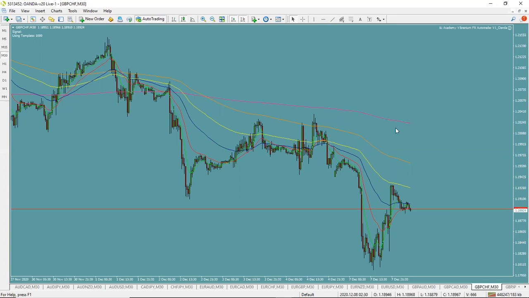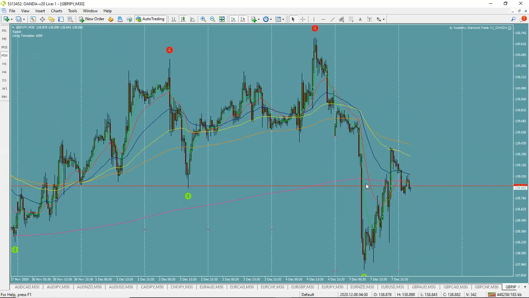Pound Swiss, same thing, 720 up top. We jumped up here towards the 100. We could drop our order here on this 50, which is kind of flat at the 119.02 area or so. We'd have a profitable trade right now, right about 8 to 10 pips.